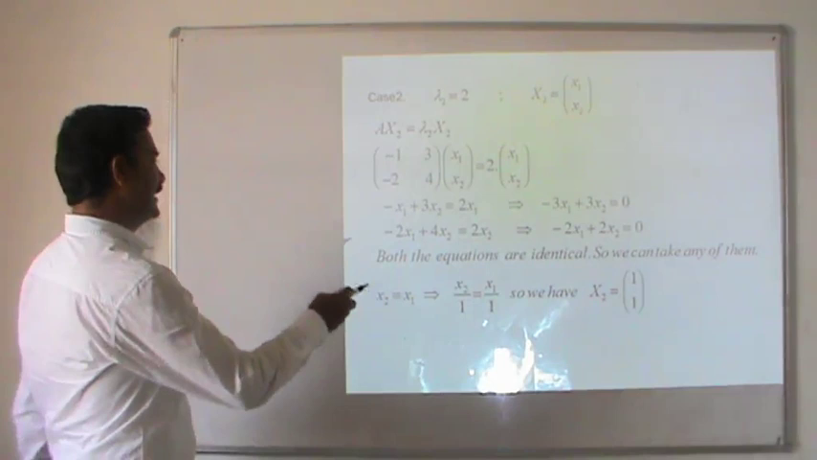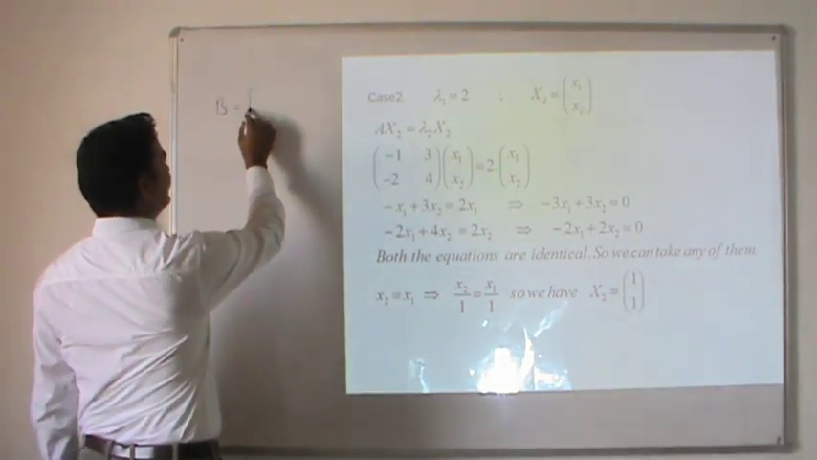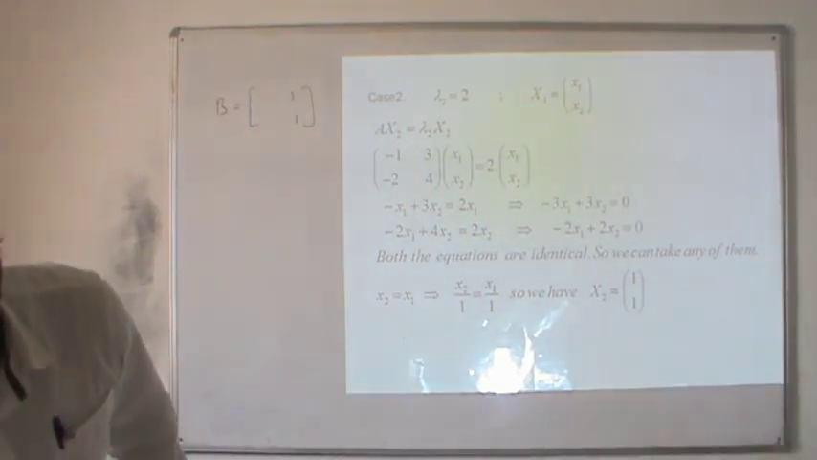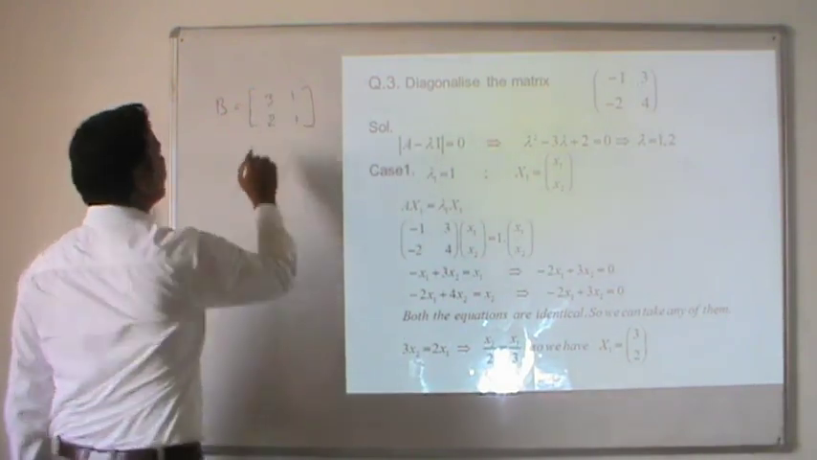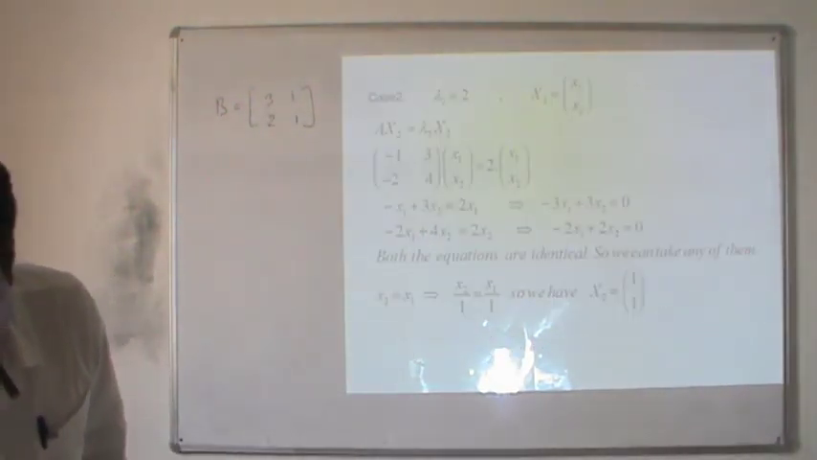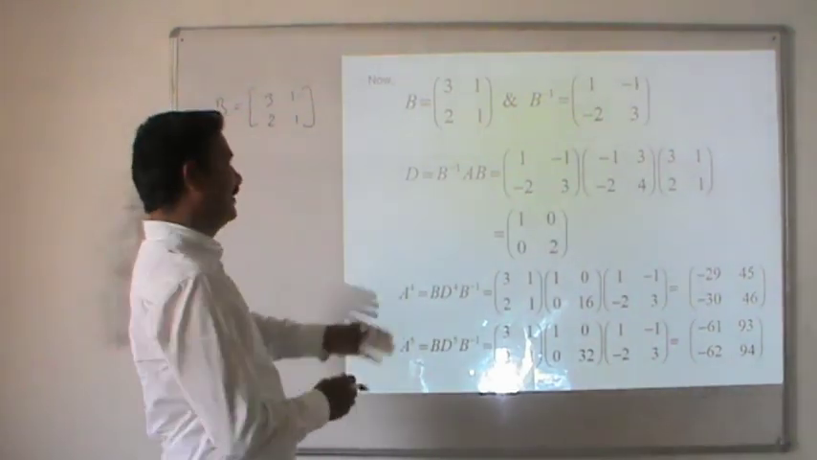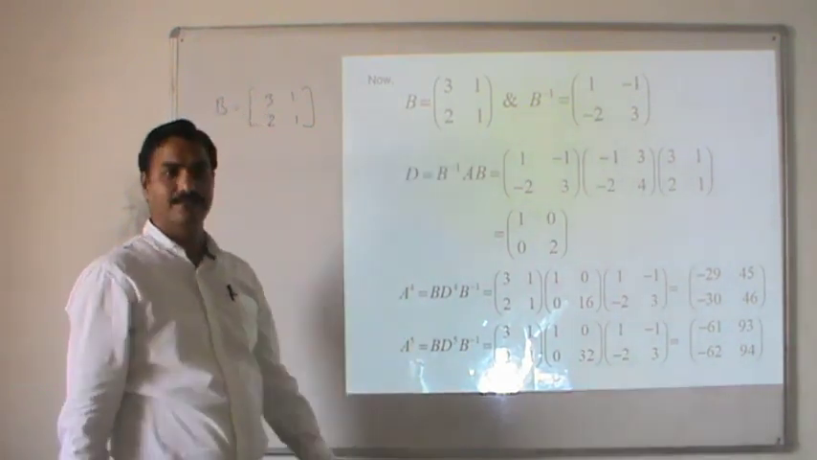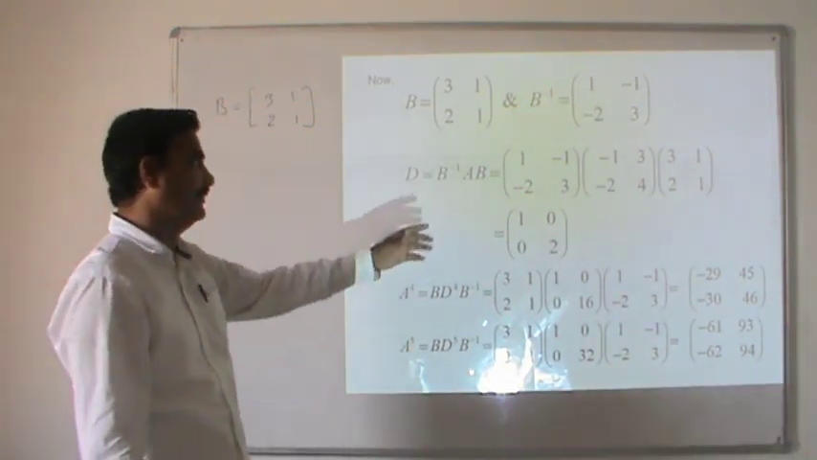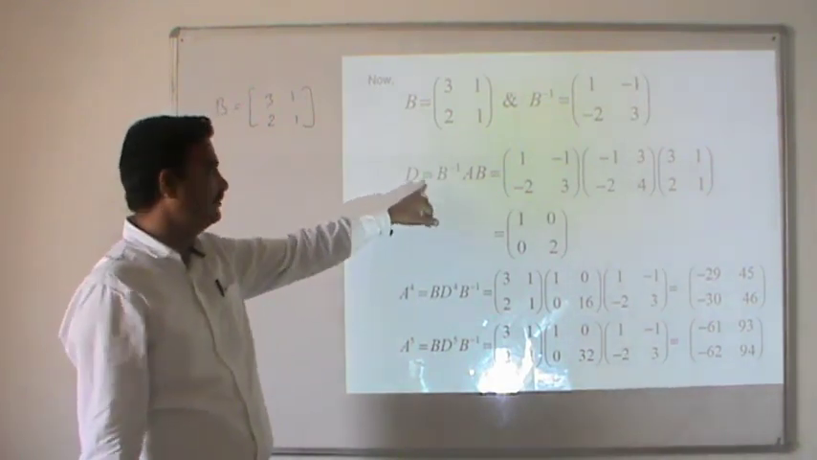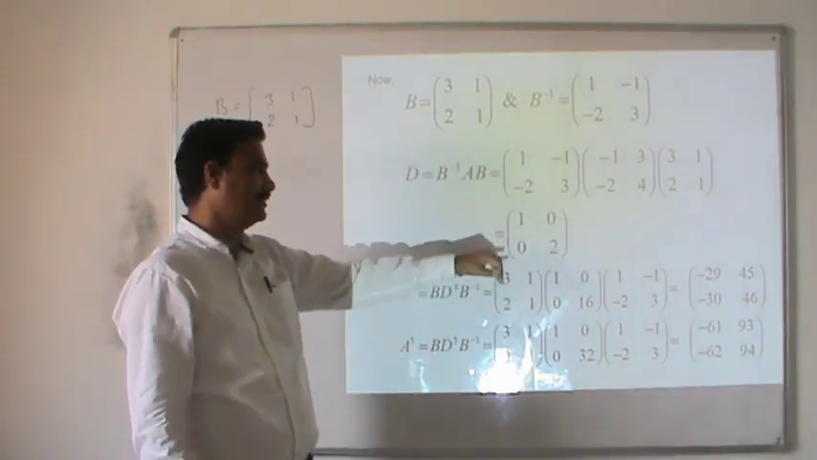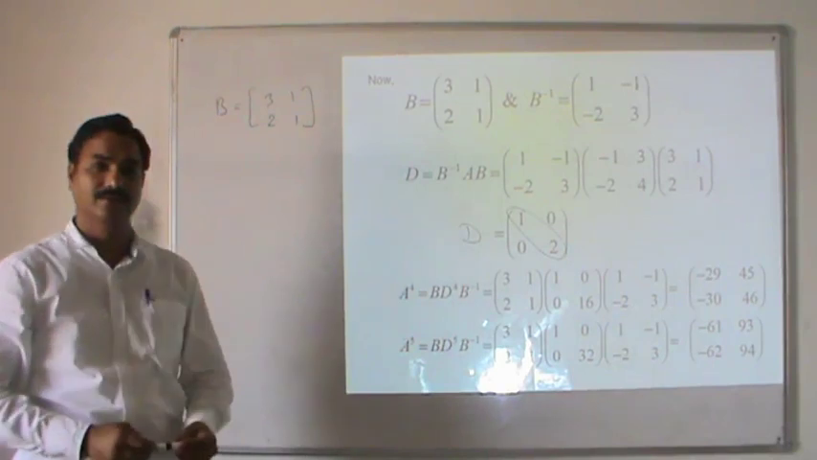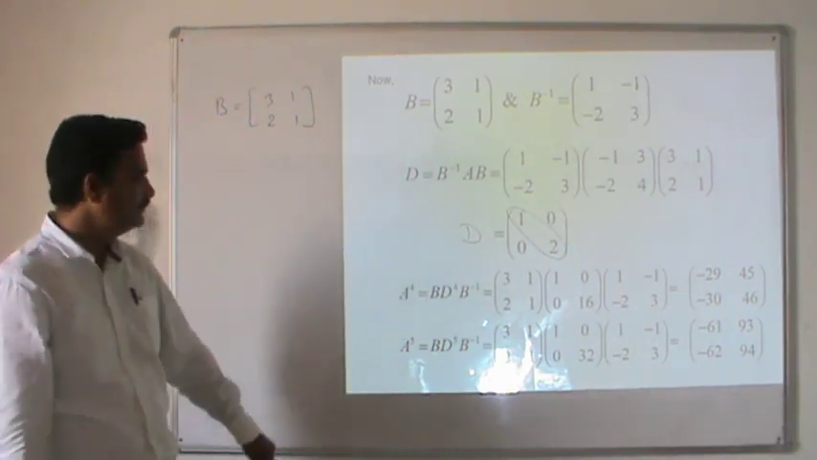And with the help of the first and second eigenvector, we construct our model matrix B, which consists of (1, 1) and (3, 2). So this is our desired model matrix B, which consists of the first and second eigenvectors x1 and x2. Again, we find its B inverse with the help of the adjoint B upon determinant B formula. And finally, we diagonalize it, B inverse AB, which gives us the diagonalized matrix D, because its diagonal elements are eigenvalues 1 and 2, and other entries are 0.